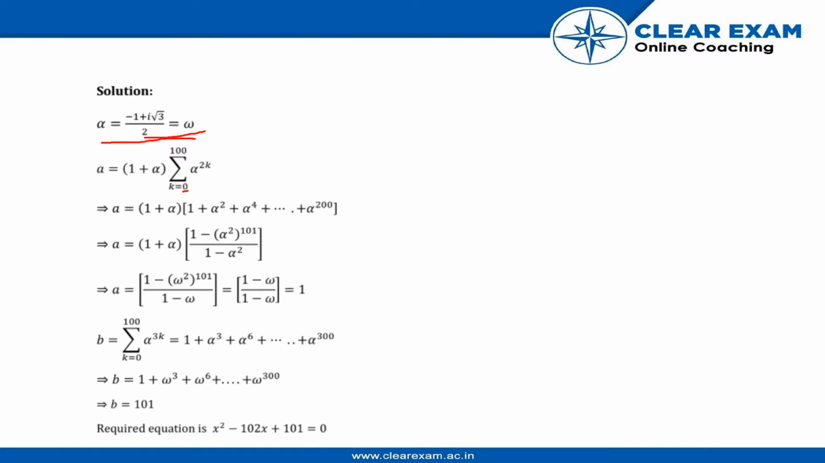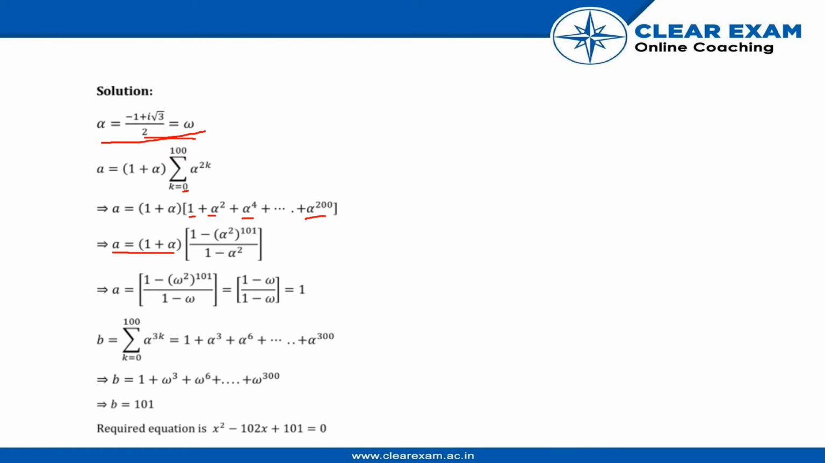So for k equals 0 we put in alpha power 2k, and we get alpha power 0, which is basically 1. The next, for k equals 1 we put alpha square, then the next is alpha power 4, and so on till k equals 100, which is alpha power 200. So in the next step, our A equals 1 plus alpha.